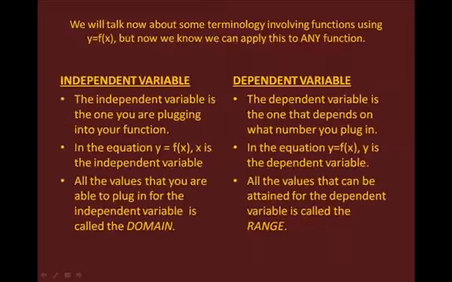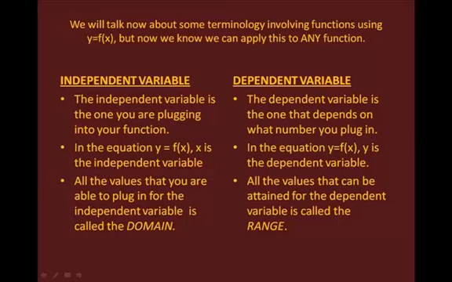So let's talk about some of the terminology that's involved with functions. Here, we know we can apply this to any function, not just functions of x and y, but we will use x and y because that is the most common convention. There are two types of variables in a y equals f of x type of function, the independent variable and the dependent variable. We'll start by talking about the independent variable. The independent variable is the one that you'll be plugging into your function. In general, this will be the x variable. All the possible values of x that you can plug in are known as the domain.